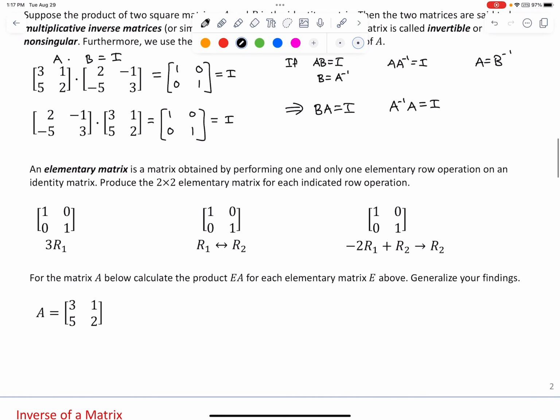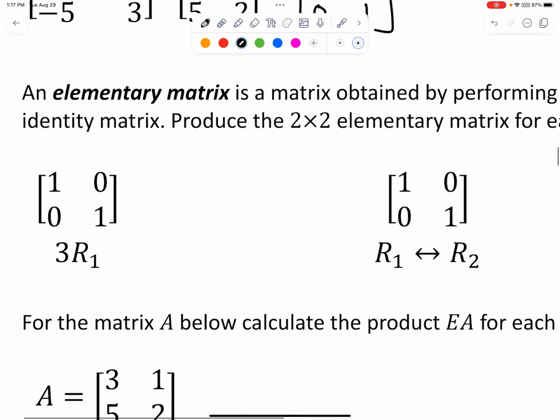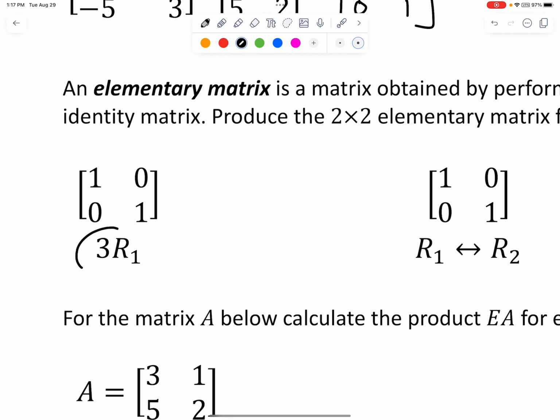Okay, now an elementary matrix is a matrix obtained by performing one and only one elementary row operation on an identity matrix. Produce the 2 by 2 elementary matrix for each indicated row operation. So what we're going to do is take the 2 by 2 identity matrix, and we're going to triple row 1. And when I triple row 1, we get a new matrix.